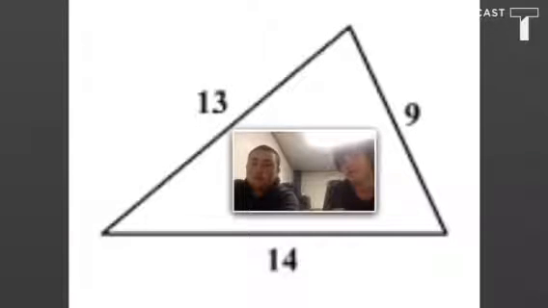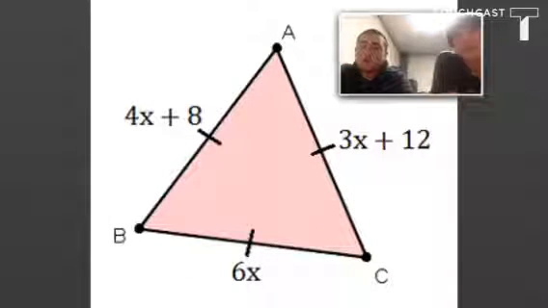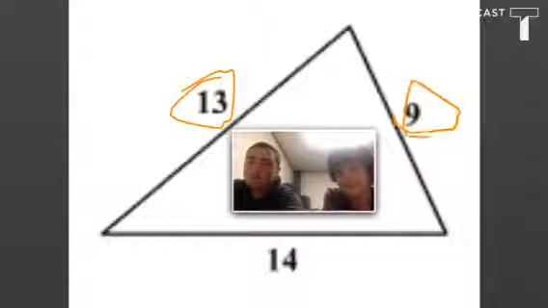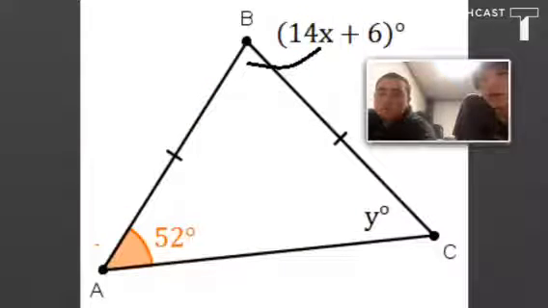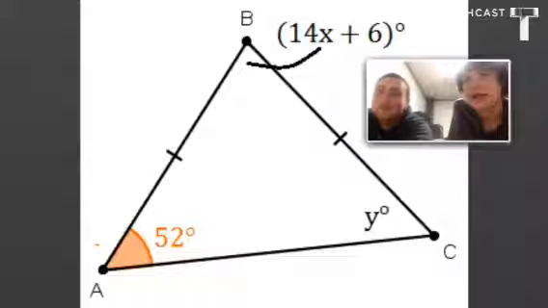This is an example of a scalene. This is an example of an isosceles triangle. And this is an example of an equilateral triangle. As seen here, the scalene triangle has no equal sides and no equal angles. This isosceles triangle is an example because the two sides are the same.